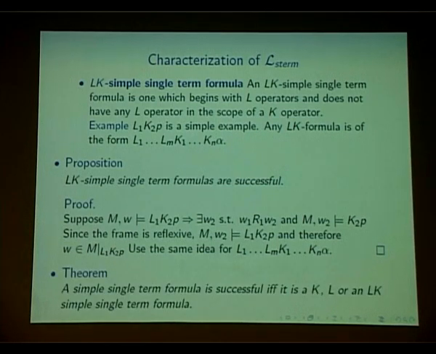Because of these three propositions, you can actually give a characterization for this fragment. So you can say that a simple single term formula is successful if and only if it's an LK simple single term formula. Now this was for a very restricted fragment, the fragment where you don't have any logical operators in the scope of an epistemic operator. What if you look at more complex formulas?